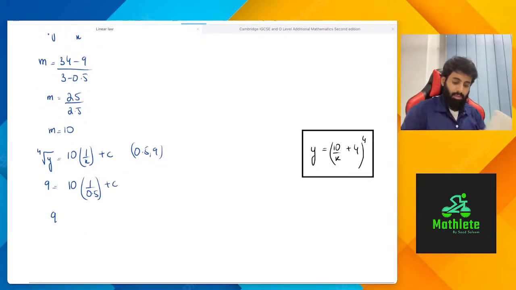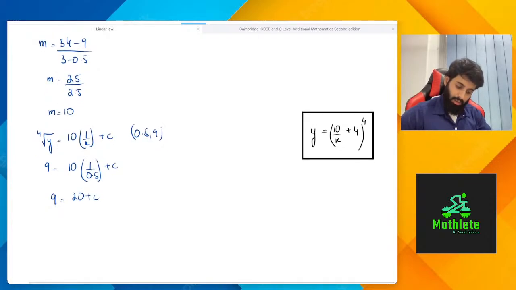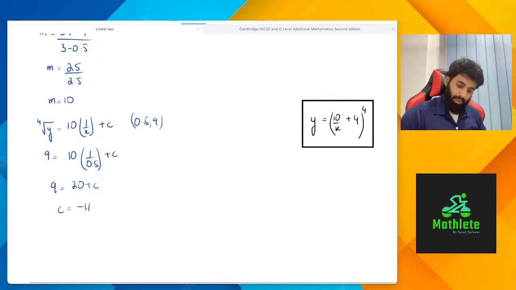So 9 is equal to 10 divided by 0.5, so that's equal to 20 plus c. ठीक है, let's find out the value of c now. तो c किसके बराबर आ गया? c बराबर आ गया 9 minus 20, which is equal to minus 11. Okay, now let's see हम कहाँ पहुँच गए. हम पहुँच गए यहाँ पे.